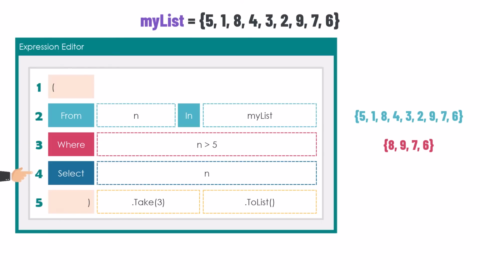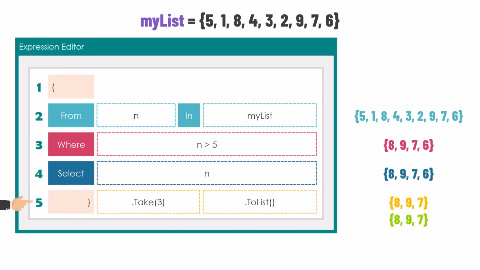The select clause doesn't transform the data. It simply means we're taking the numbers as they are, without any additional computation or transformation. Now, we come to the take method. This extracts the first 3 numbers from our selected numbers. Finally, the toList method is called. This converts our result into a list of integers.